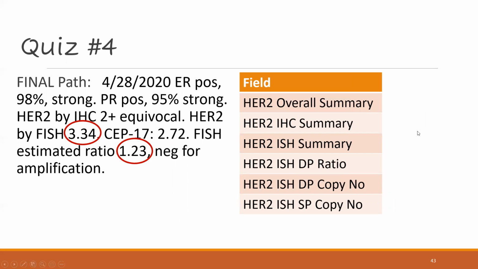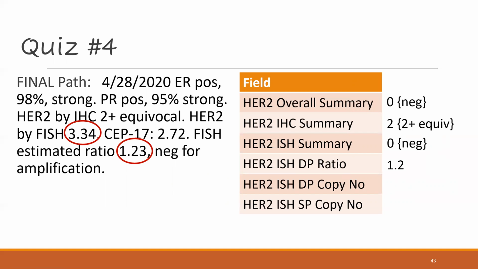The HER2 FISH was negative, so the overall summary is negative. The HER2 by IHC again is 2+ equivocal, so I should have a FISH, which I do. The HER2 FISH summary is negative. The HER2 FISH dual probe ratio is 1.2. We're not going to round, we're going to drop that other digit.